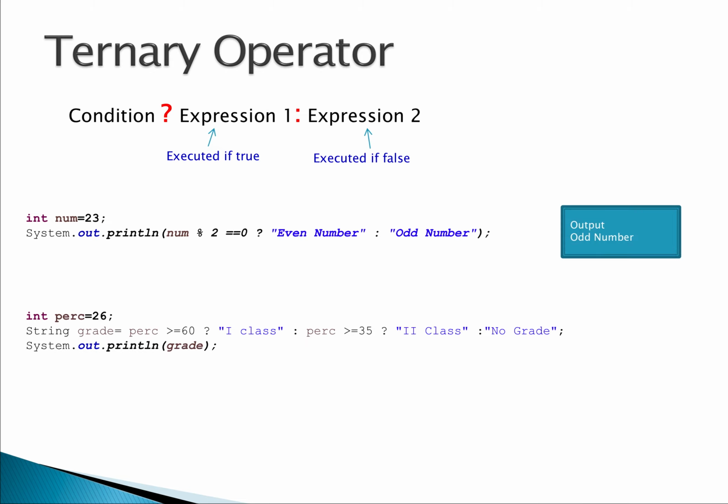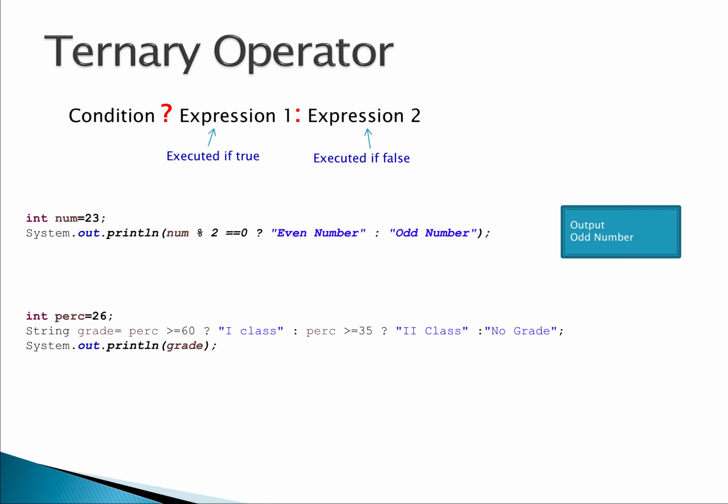Okay, let's see a little bit more complex example using the ternary operator. I would advise going with if else instead of using the ternary operator for this type of problem. Actually, if you want to go beyond one more condition, it is better to use if else. So here we are calculating the grade of the student based on the percentage. Percentage is equal to 26.